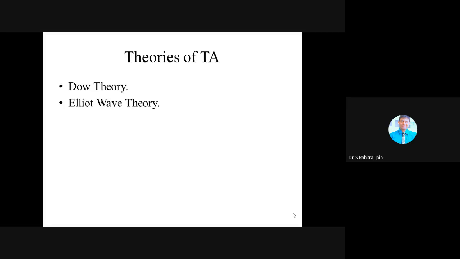Okay. Now after understanding the basic thing, now we'll understand a few theories of technical analysis. The first theory is called Dow theory, and the second one is called Elliott wave theory. Now we will try to understand what this Dow theory is. See, the Dow theory on stock price movement is a form of technical analysis that includes some aspects of sector rotation.